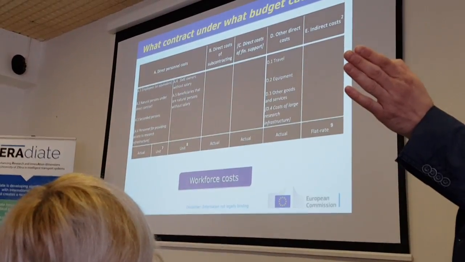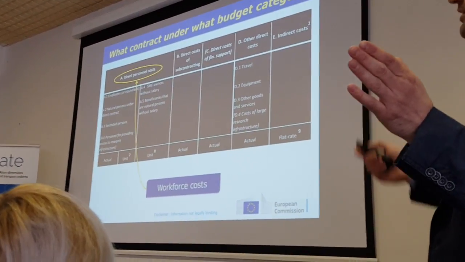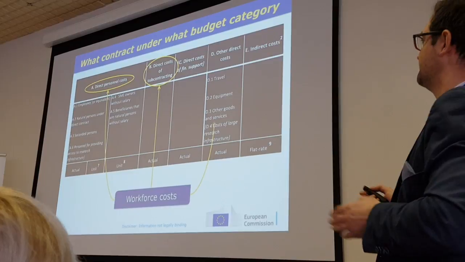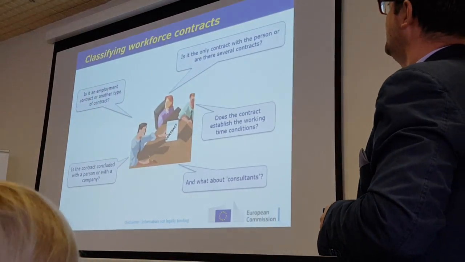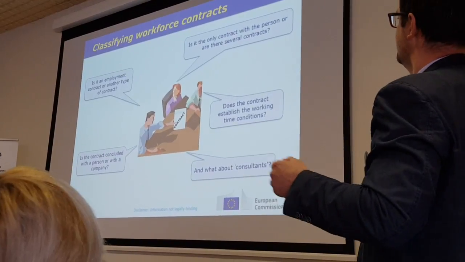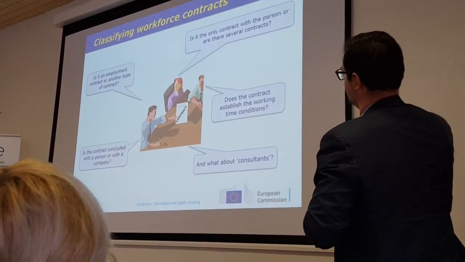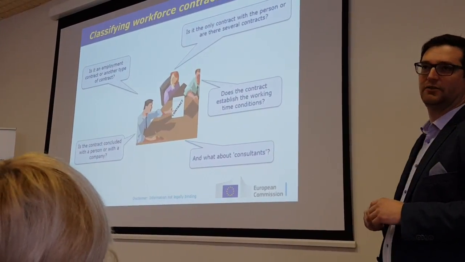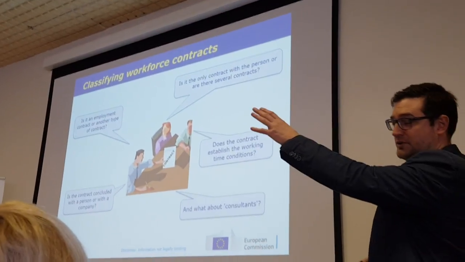Charge the cost on the direct personal cost. It's the left column, A1. Is the only contract with the person, or are there several contracts? It is the same as with the first question. It will be direct personal cost.